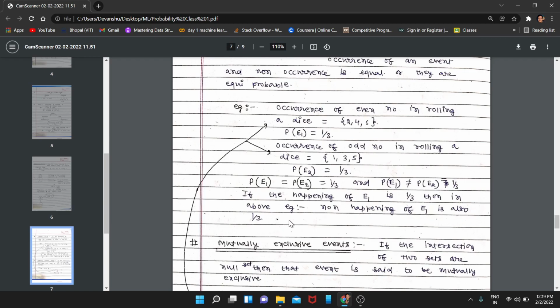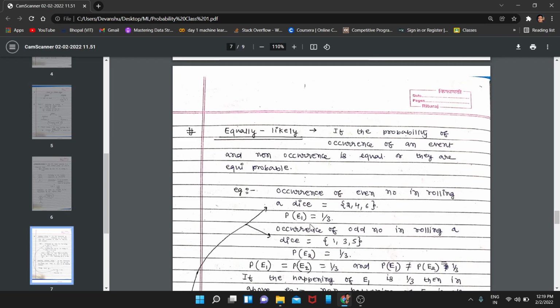The happening of E1 is 1 by 3, and the non-happening is also 1 by 3, because in the sample space there are 6 elements. Out of 6 elements we are taking 3 elements in the event, so the remaining elements are also 3, and the elements which we have taken in the event, that is also 3. That is the reason why we are saying these are equally likely events.